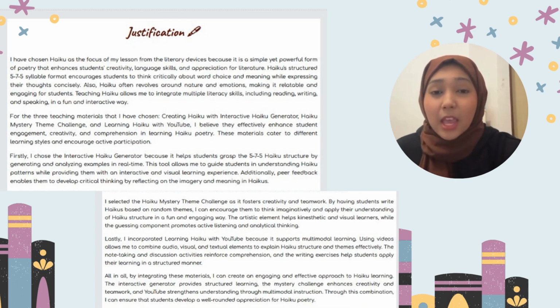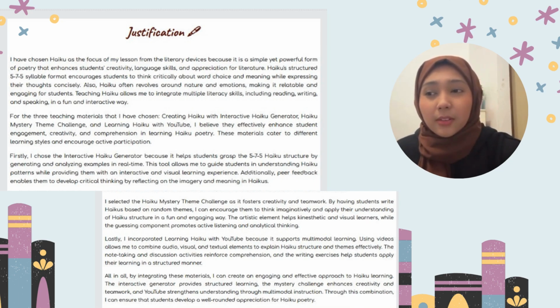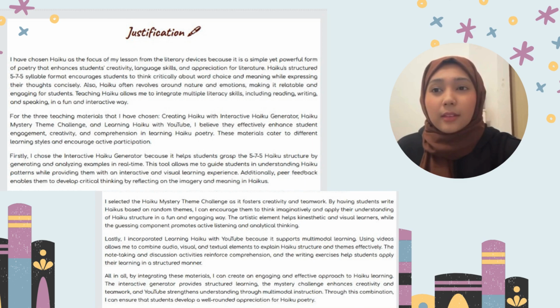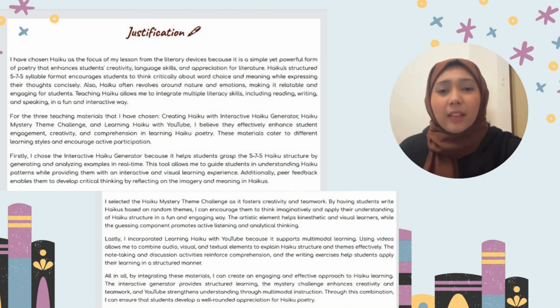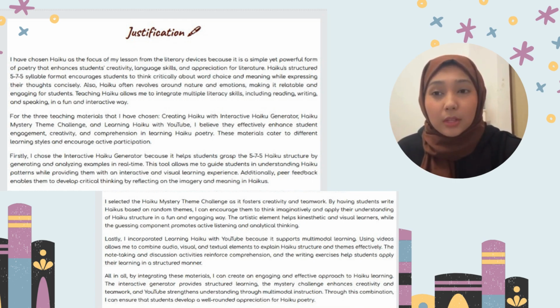Okay, moving forward to the three teaching materials, the first one I chose is creating haiku with an interactive haiku generator. Why did I choose that? Because I believe this activity can help students to grasp the 5-7-5 haiku structure by generating and analyzing examples in real time. So this tool allows teachers to guide students in understanding haiku patterns while providing them with an interactive and visual learning experience. Also, the peer feedback enables the students to develop critical thinking by reflecting on the imagery and meaning in haikus.